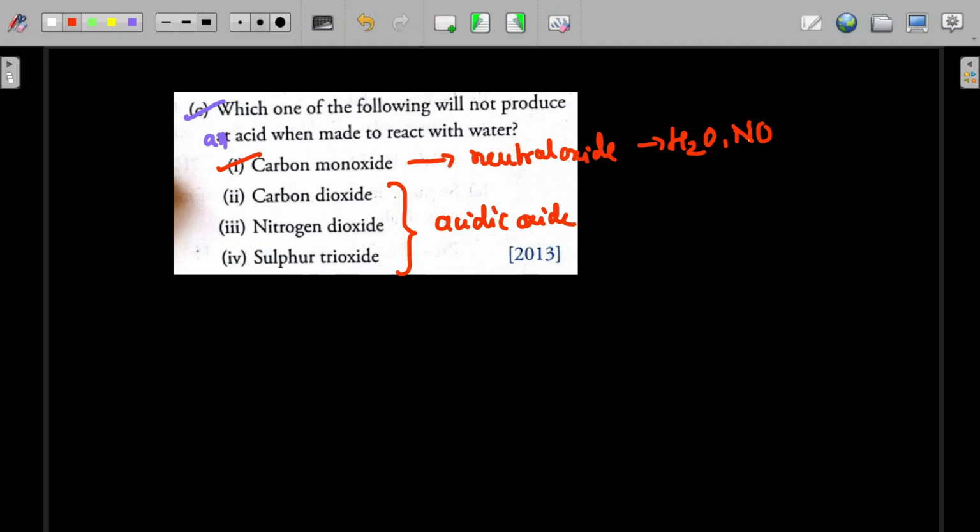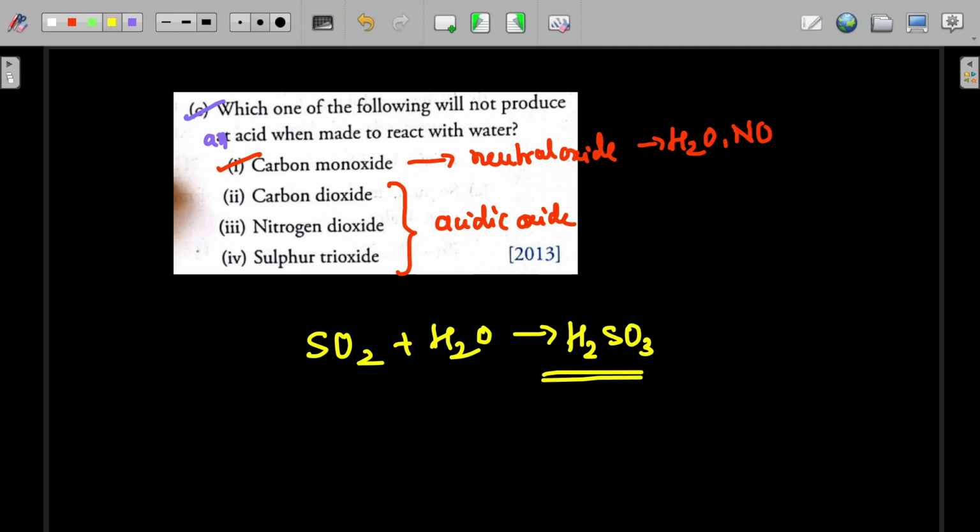So from the H2SO4 chapter, SO2 also will not form an acid, right? SO2 will form an acid when you dissolve it in water. What acid will it form? H2SO3, sulfurous acid. Sulfurous acid is a strong acid. H2SO4 is different. H2SO3 is different.